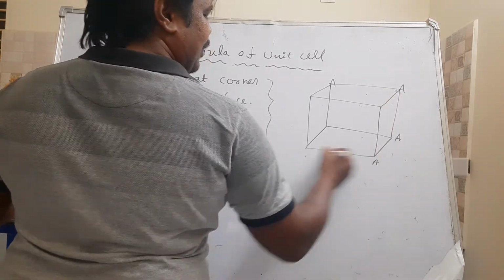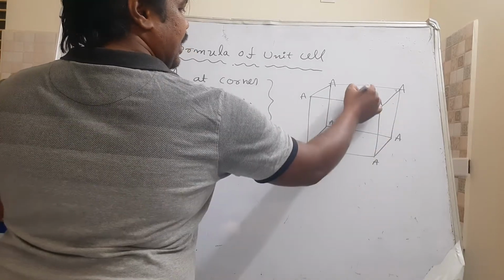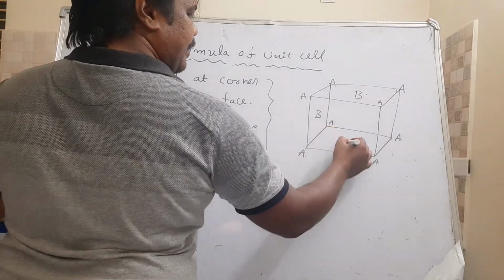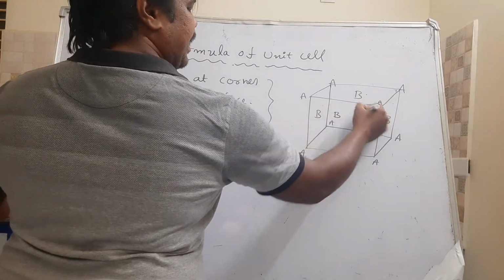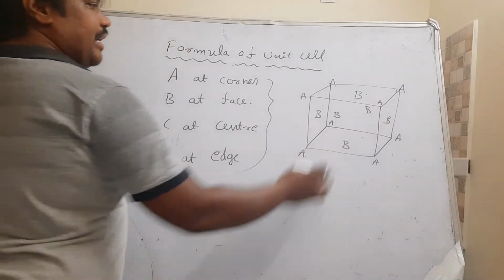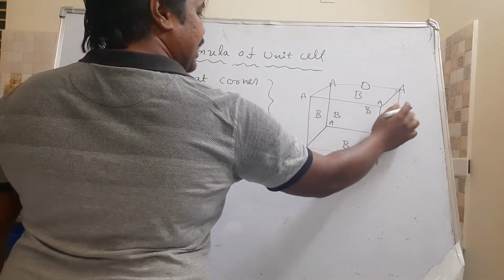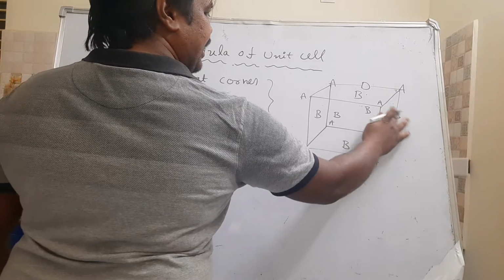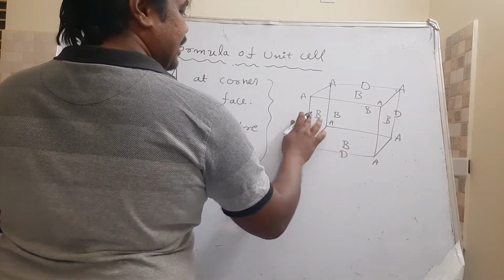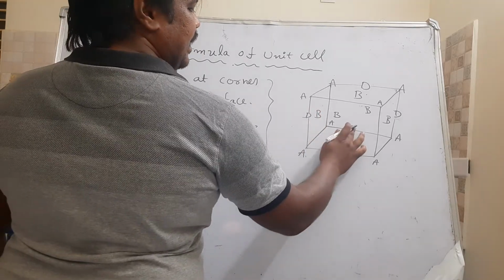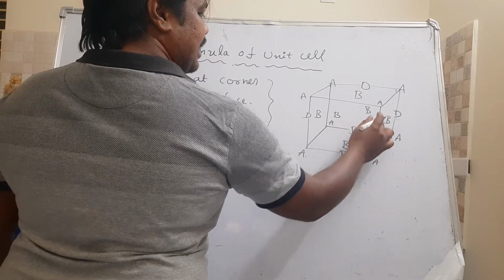Here at each and every corner there is A. Getting my point? At the 6 face centers there is B. At each and every edge center there is D. Every edge center there is D, right?